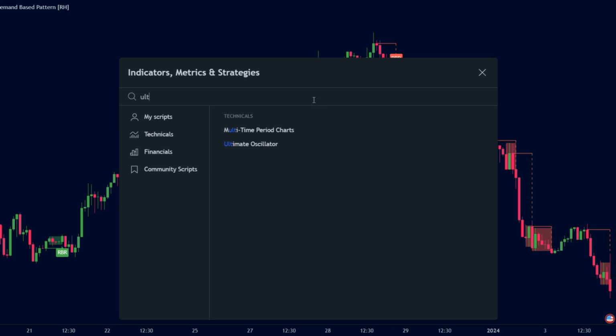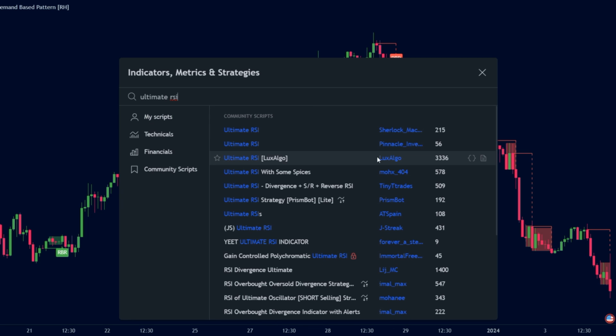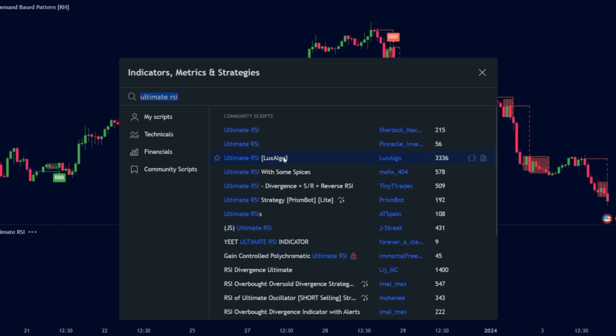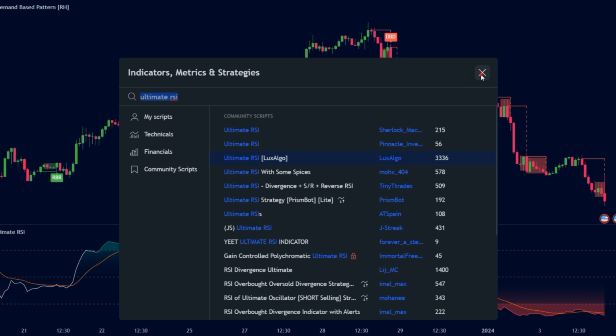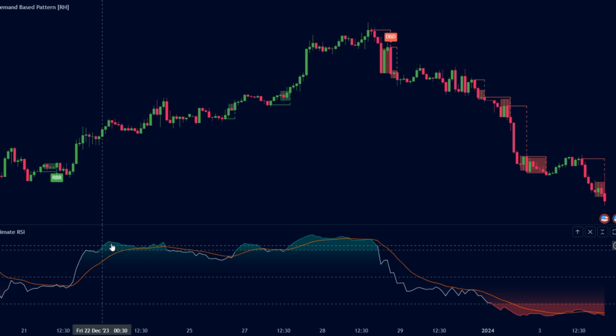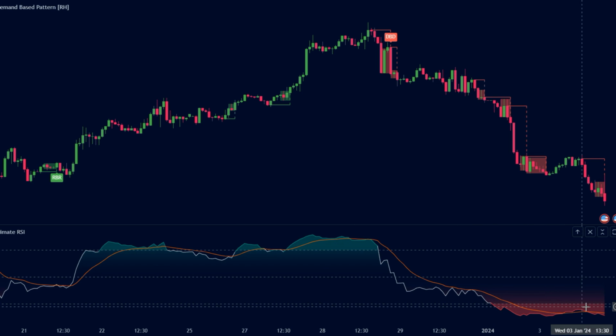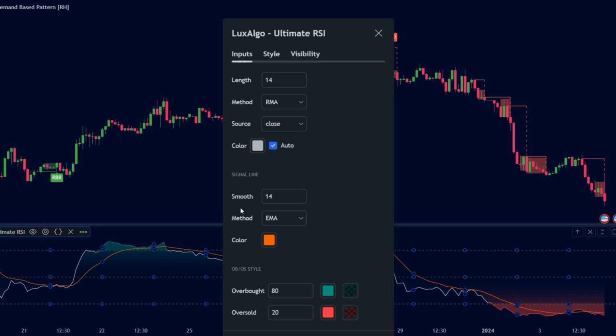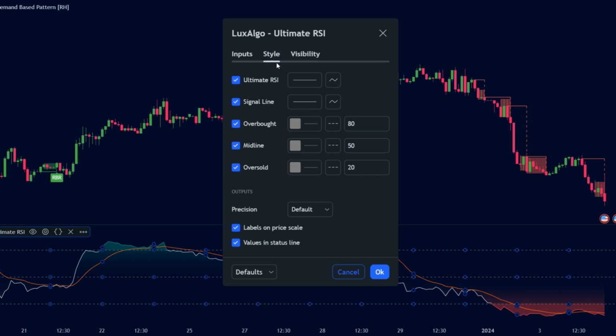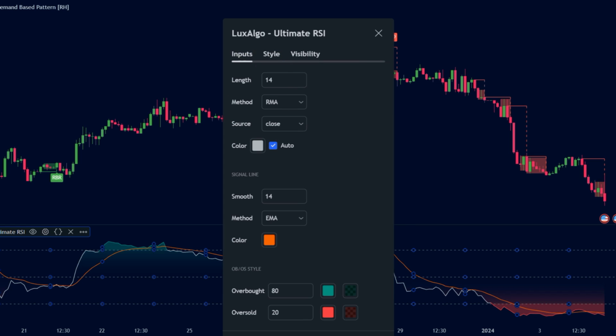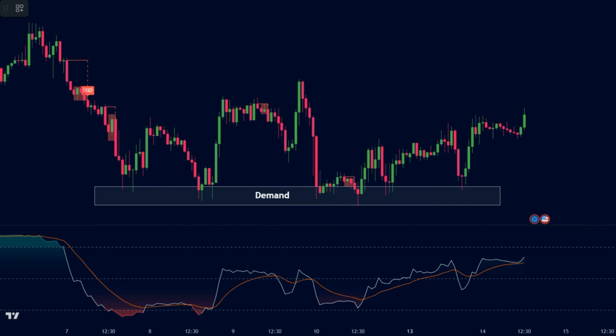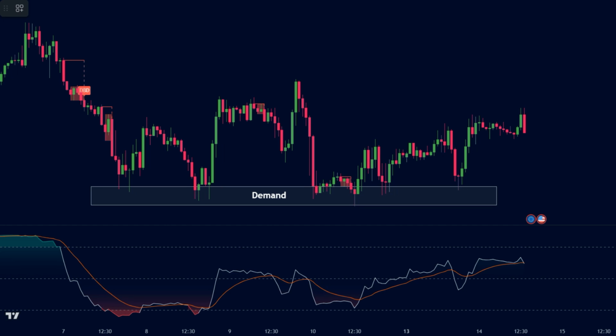Now, meet the ultimate RSI, our partner in crime for pinpointing entry points. We hunt for buy signals in the oversold zone, think bargain hunter's paradise, and sell signals in the overbought zone, sell before it pops. I personally stick with the default settings, but go wild with colors and thickness if you like. Alright, time to make our move. Here's how we'll execute a precision entry for a long position, maximizing our chances of success.